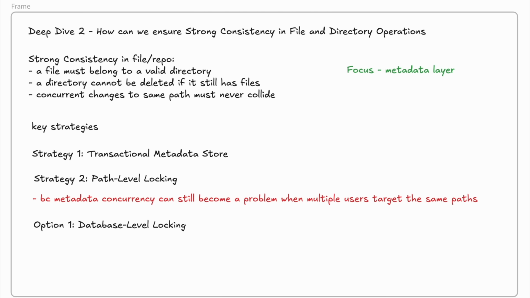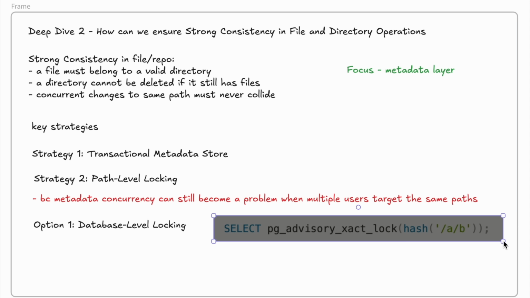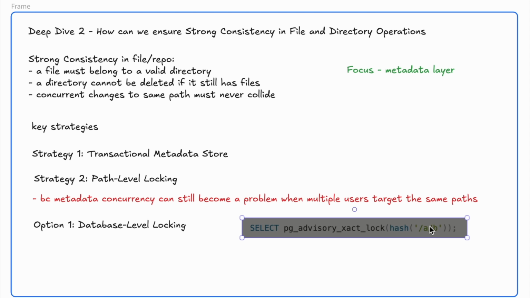The pros? It's simple. No new infrastructure, easy to adopt. And it even works on paths that don't exist yet. But the downside is scalability. Since all locks are coordinated through a single database, it becomes a central bottleneck under high load. If you ever shard the metadata store, it becomes very hard to manage locks across nodes. You also lose observability. No visibility into which service holds a lock or for how long.